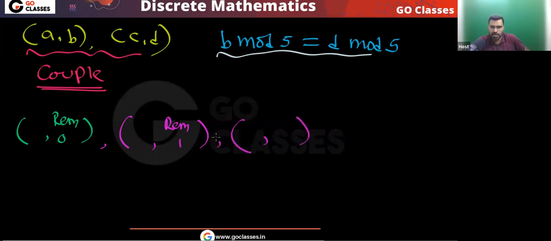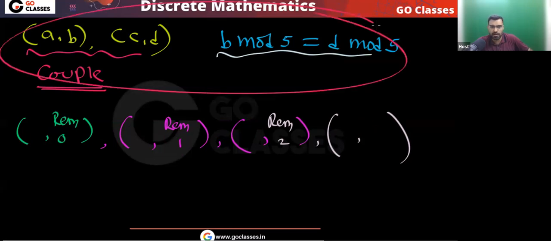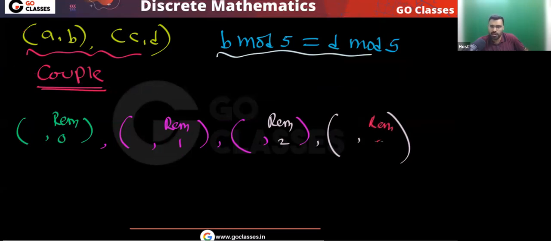Can I give you remainder 0? No. Can I give you remainder 1? No, because I don't want this couple. So I will give you remainder 2. In the next, I will not give remainder 1, 0, or 2, because I don't want this couple, so I will give you remainder 3. In the next ordered pair, I will give you remainder 4. But now something interesting will happen.